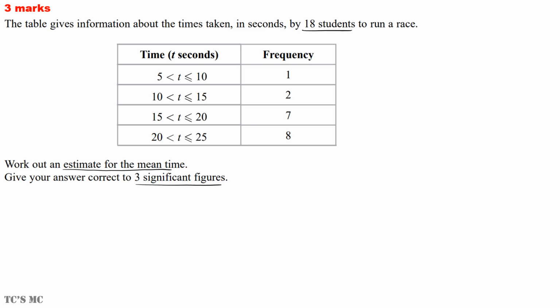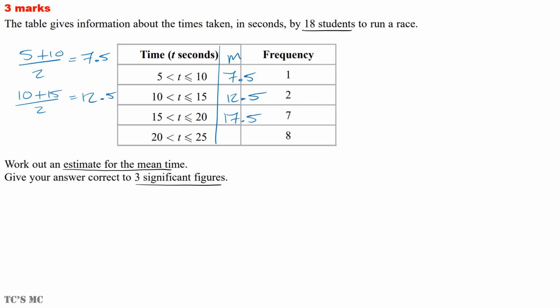First, we need to work out the midpoint for each class interval. To work out the midpoint, we need to do 5 add 10 and then divide by 2. So we get 7.5. We do the same for the next one. 10 add 15 divided by 2, we get 12.5. And we need to keep doing that for the next 2 intervals. So 17.5 and then 22.5.